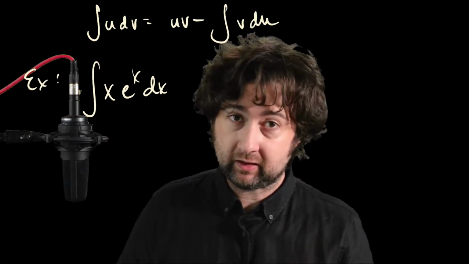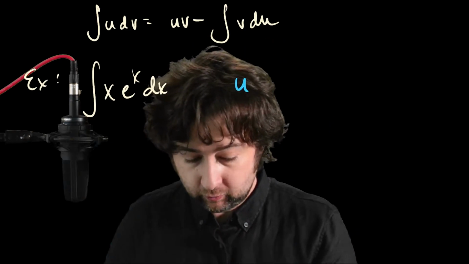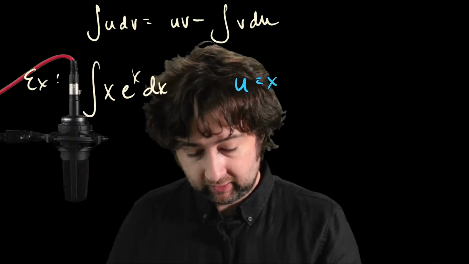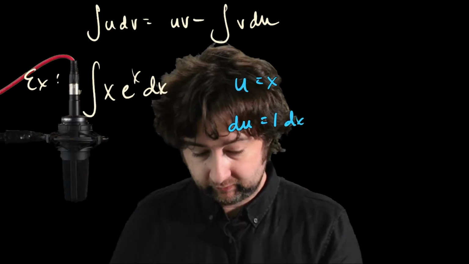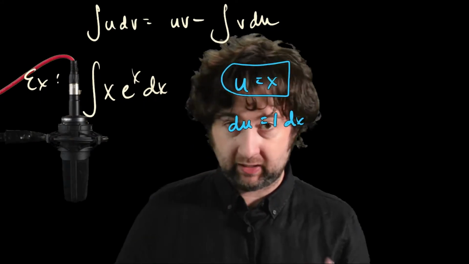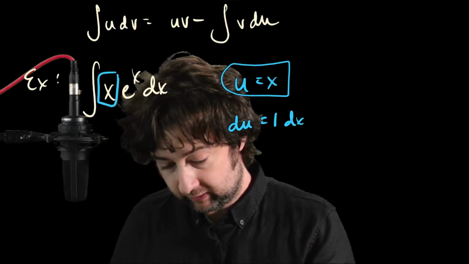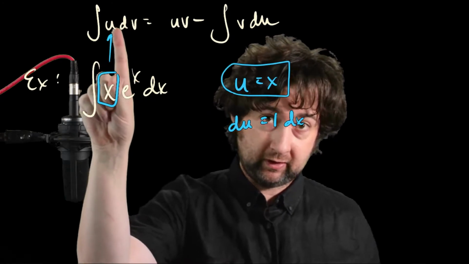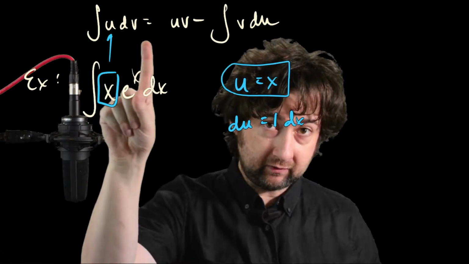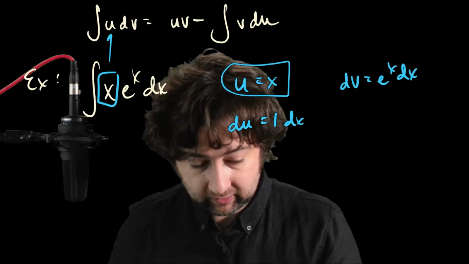And the big key is that I notice that the x, if I take its derivative, will disappear. So I'm going to let u be equal to x. And I'm going to find du, which is 1 dx. So u is one of the objects that I pick. That's this part of the integral. So notice what I did here is I picked the u from this formula. Everything that's left over must be the dv. So dv must be equal to e to the x dx.